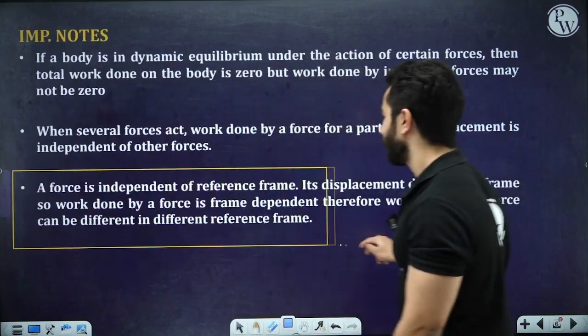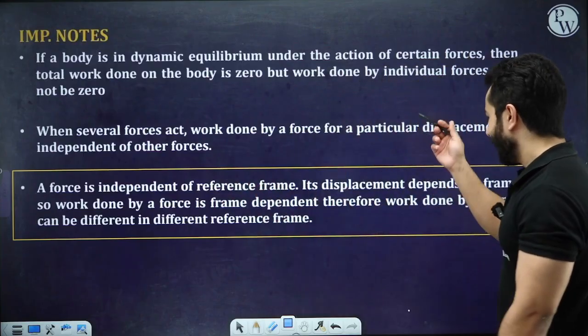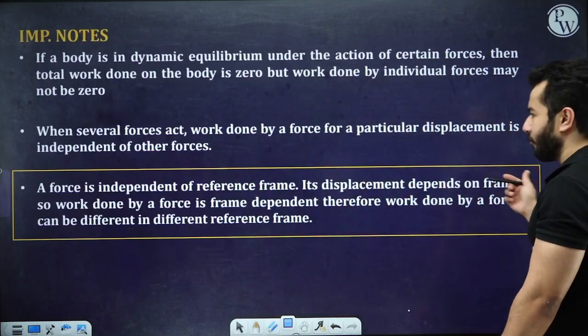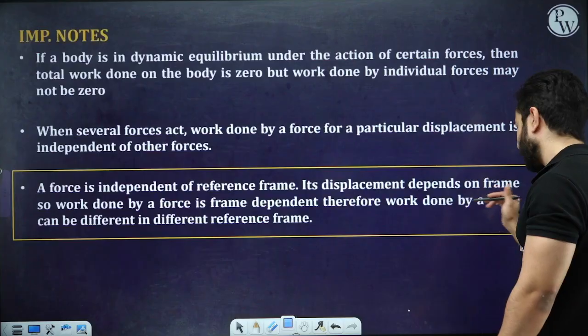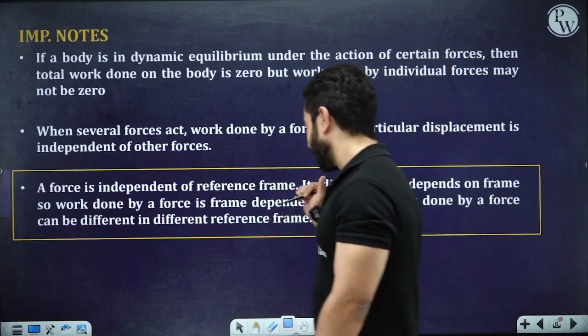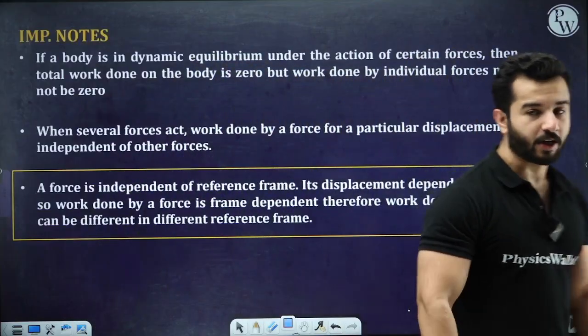Please first see the third point. That means a force is independent of reference frame. Its displacement depends on the frame of reference. So work done by a force is frame dependent. Therefore, work done by a force can be different in different frames of reference, right? So hopefully this point is also clear to all of you.